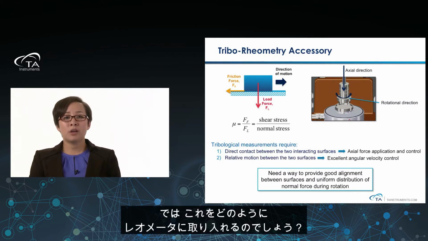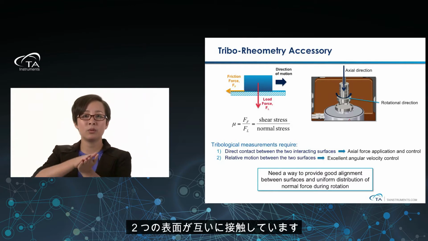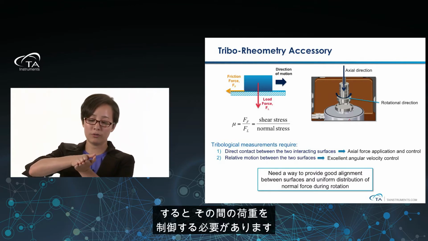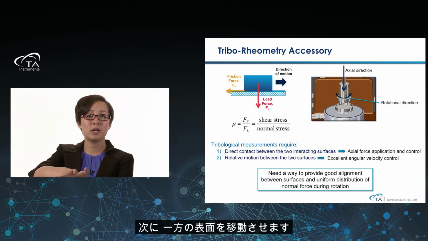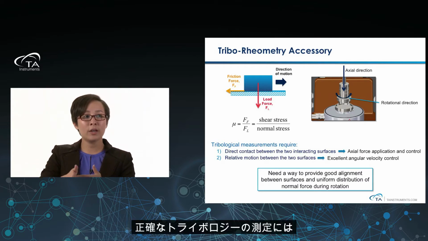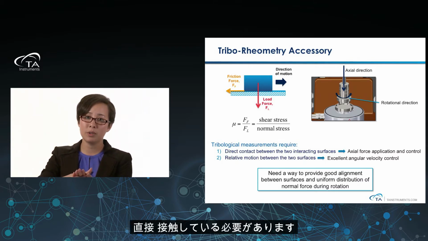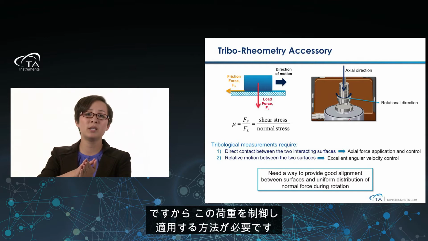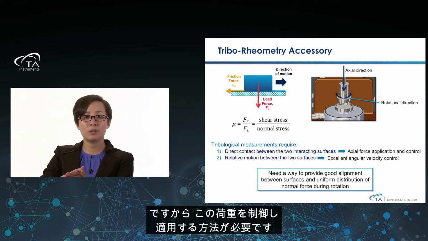So how do we put this onto a rheometer? We have these surfaces. Again, these plates come into contact with one another, so we need to control the force between them, and we're also going to apply movement to one of the surfaces. An accurate tribology measurement will require direct contact between these two interacting surfaces, so we need a way to control and apply the load force.